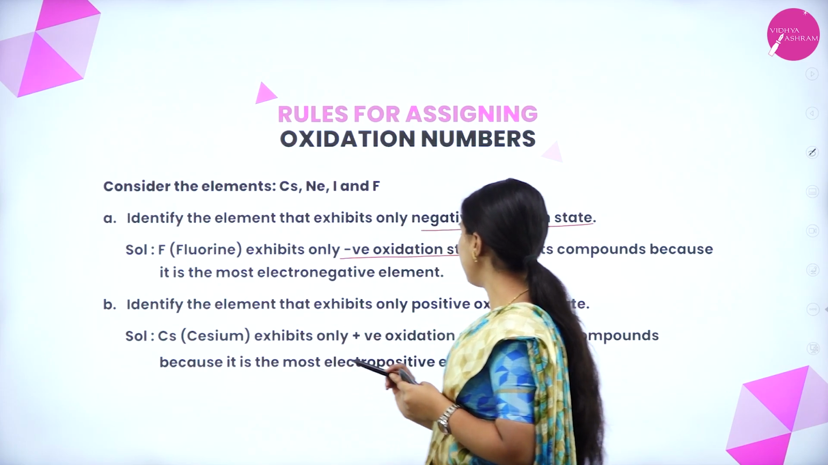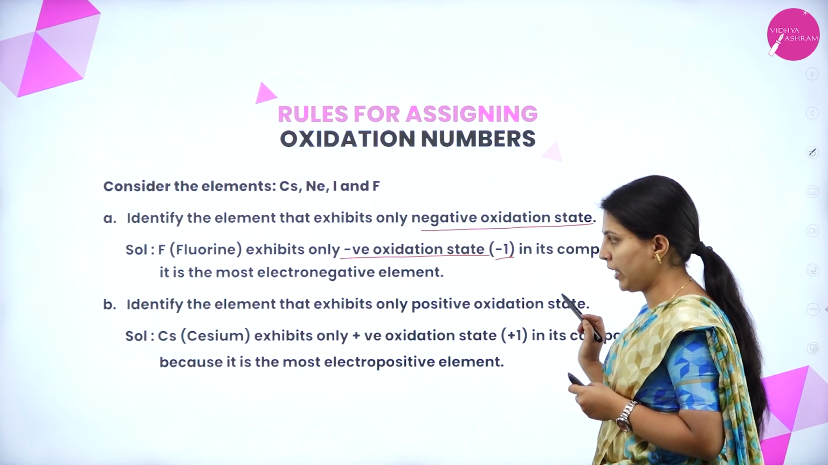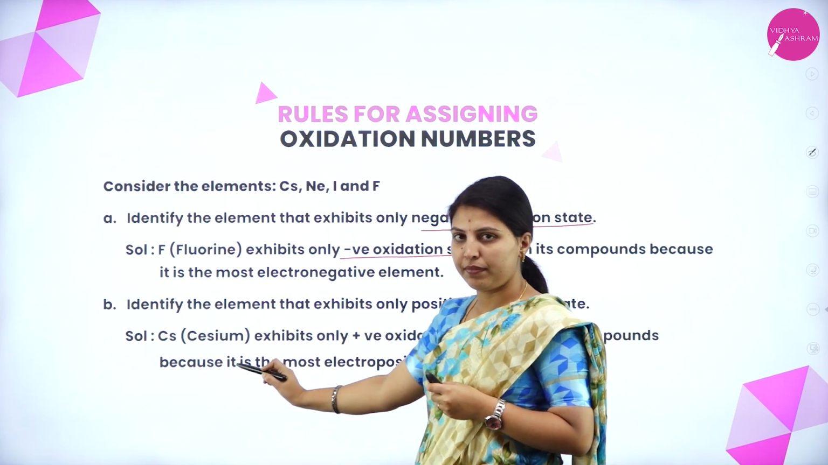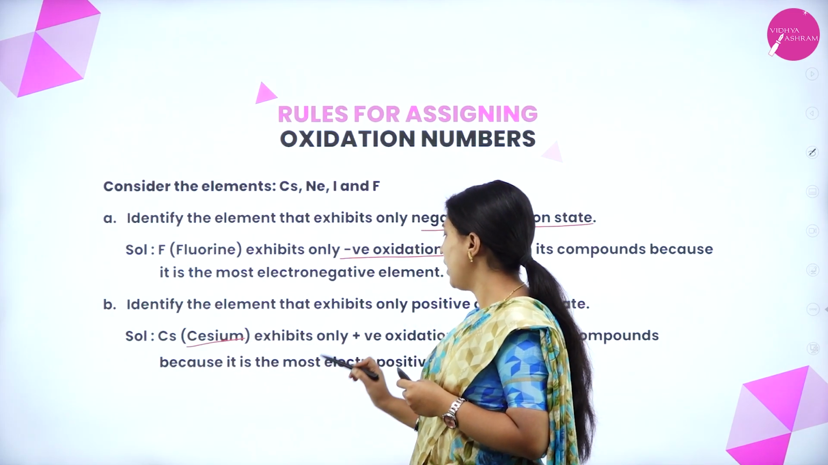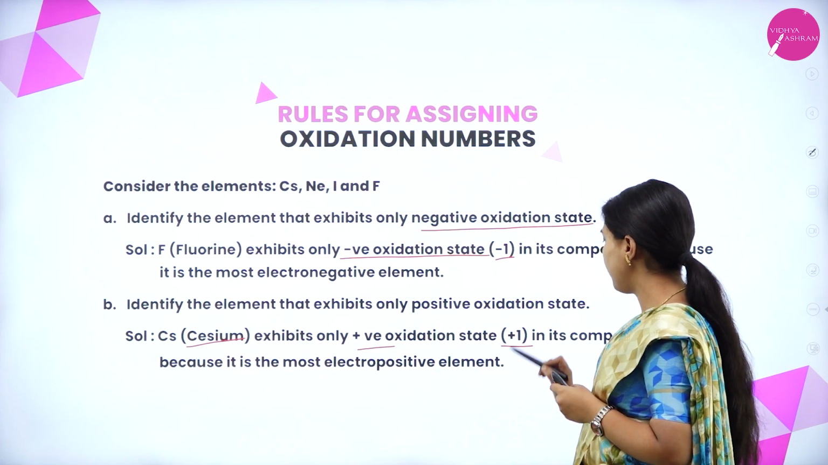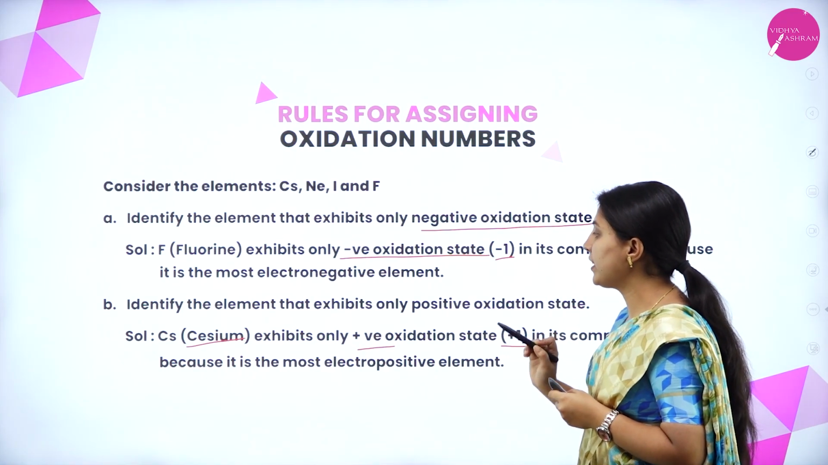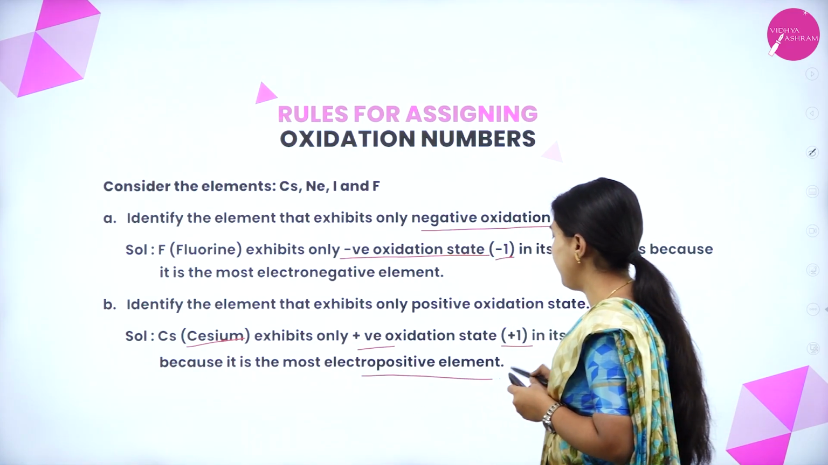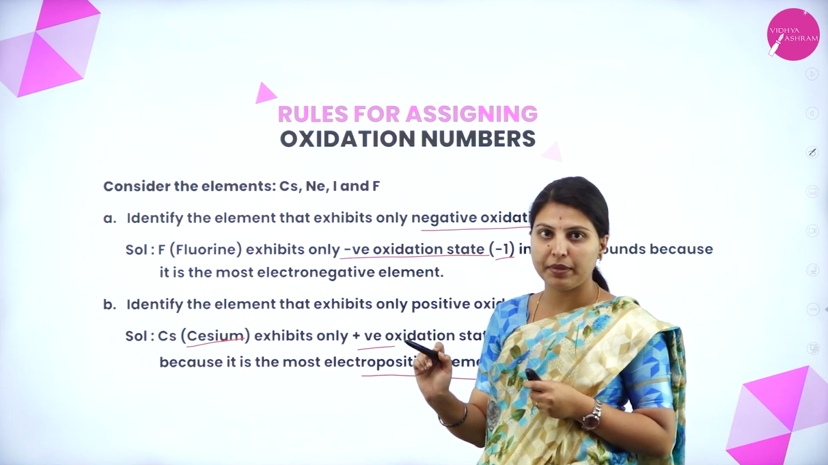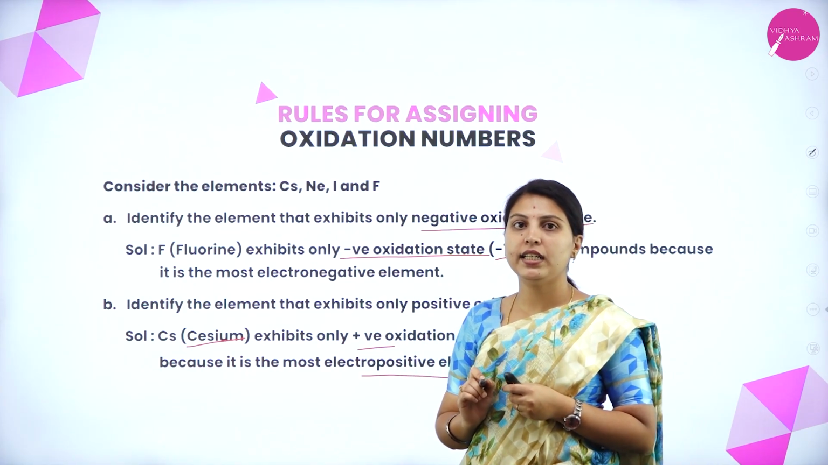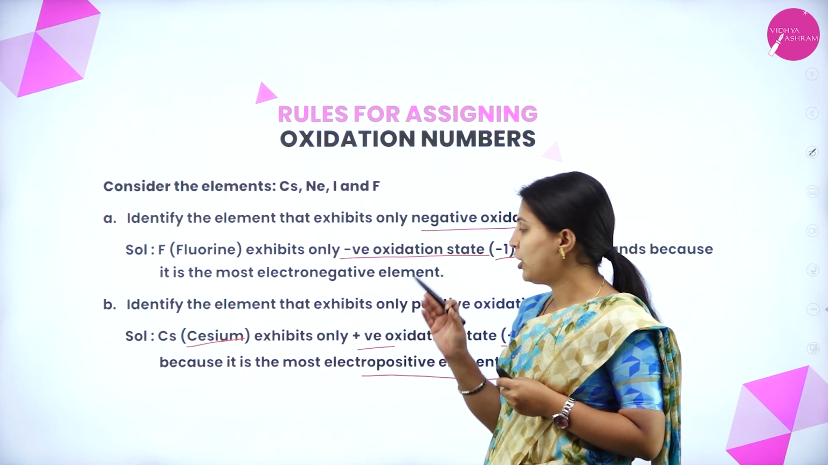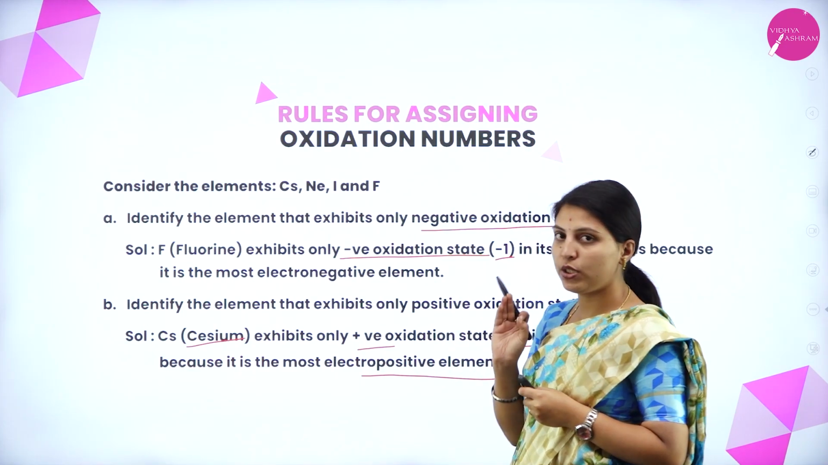Identify the element that exhibits only positive oxidation state. Which one? Cesium. Okay, cesium will exhibit only positive oxidation state, that is plus 1 in its compounds, because it is the most electropositive element. It is present in S block elements and in alkali metals, so it will be having plus 1.